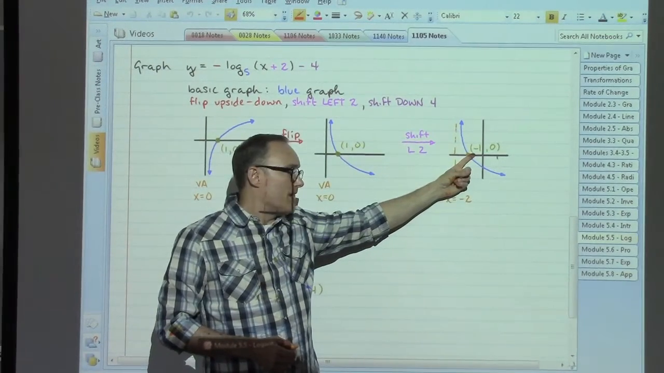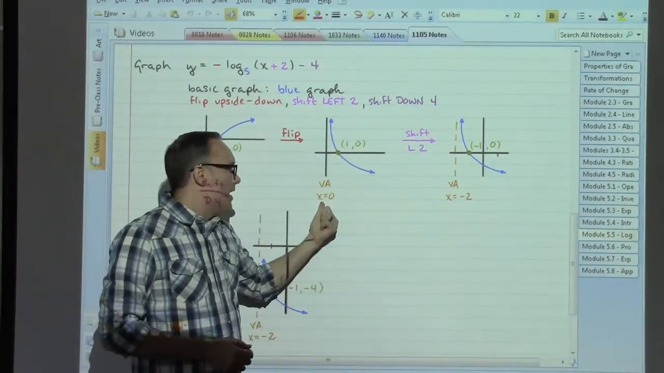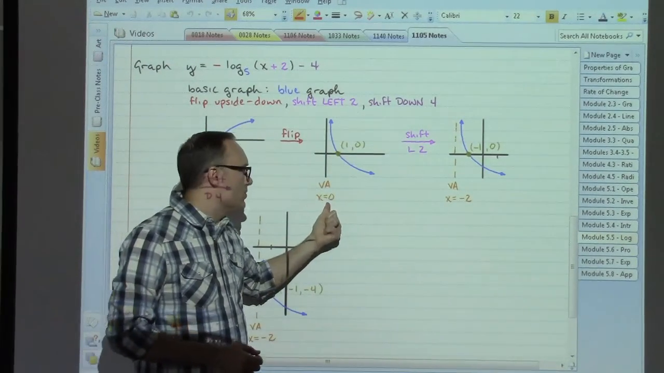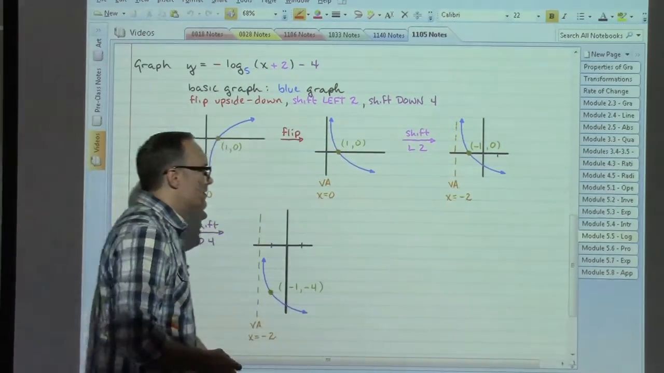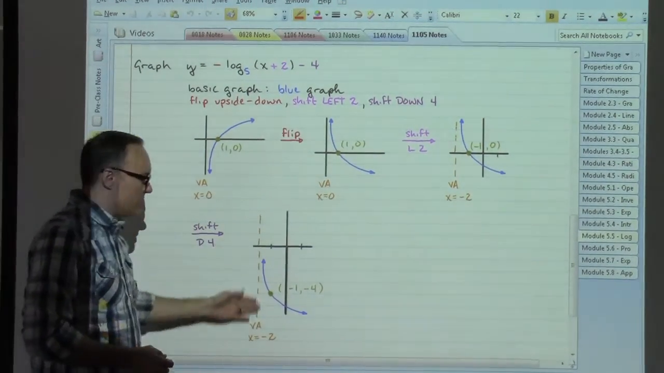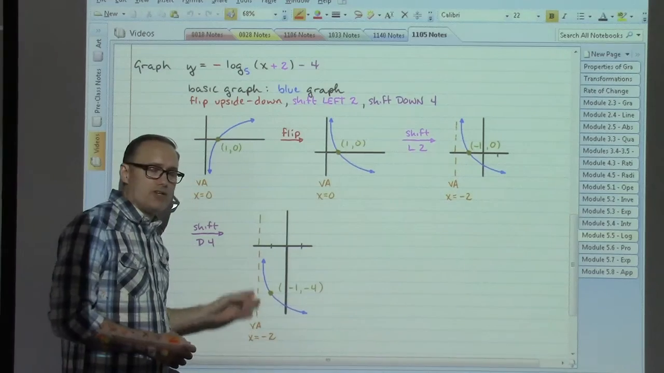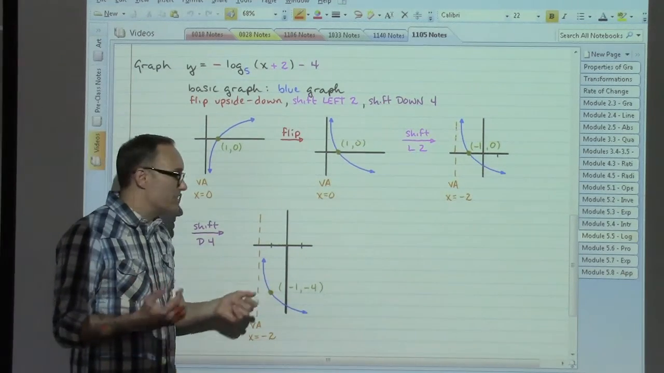Subtract 2. 1 minus 2 is -1. X stuff gets shifted to the left too. 0 minus 2 is -2. Shift down, well, that's not going to change the vertical line. You take a vertical line and shift it down 2. It still looks exactly the same.